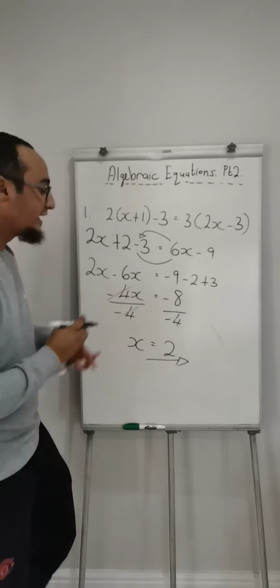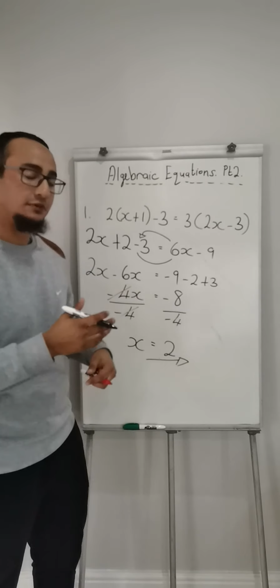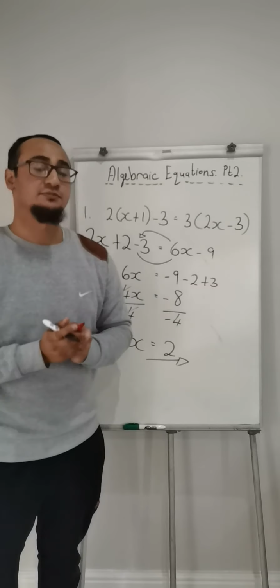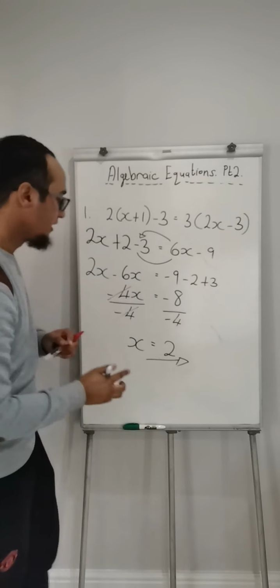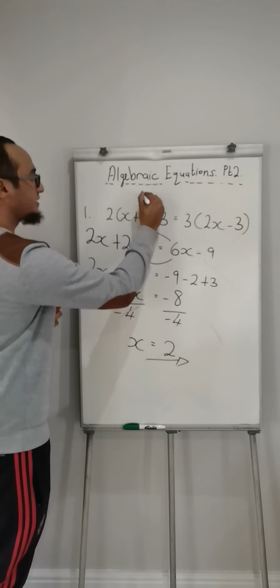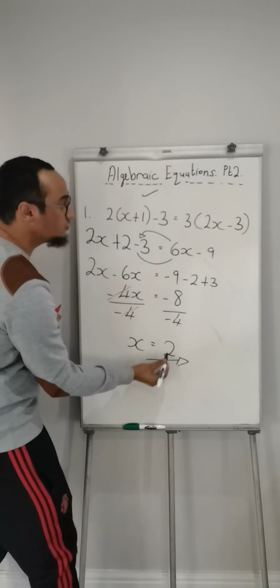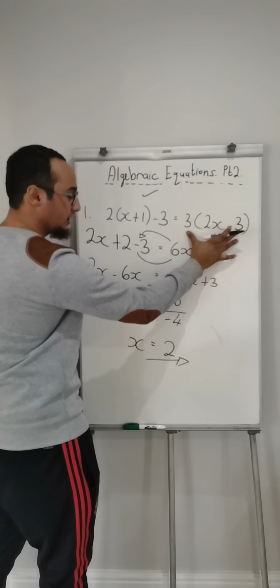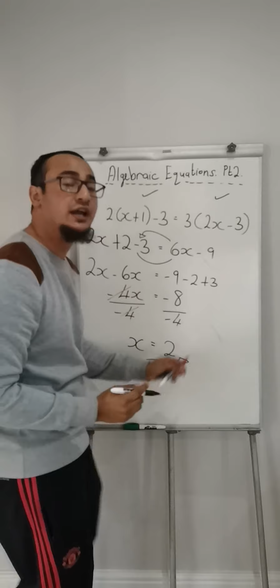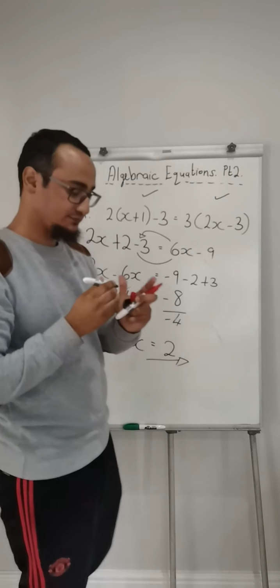A big way to double check is my answer correct. Remember, equation means a balance, meaning the one side of the equal to sign must be equal to the other side of the equal to sign. So if I substitute 2 into x over here, I get an answer. If I substitute 2 into this side of the equal to sign, I get an answer. If they are the same, it means that my answer of 2 is correct.